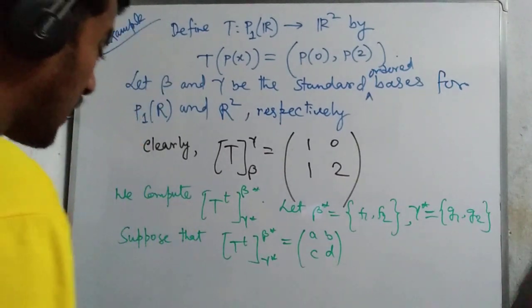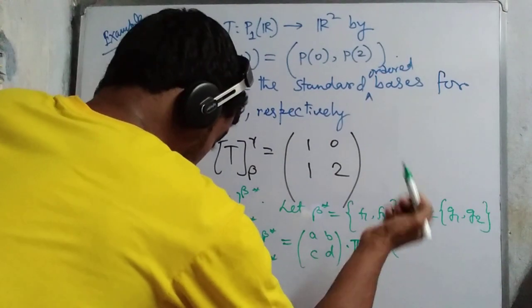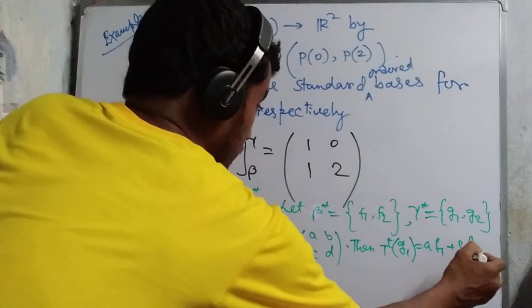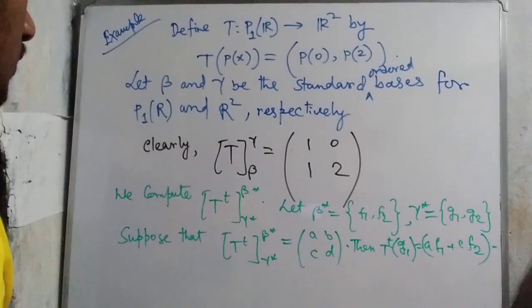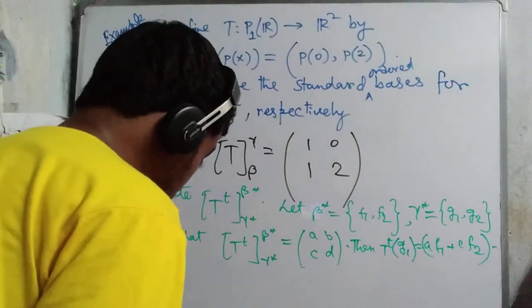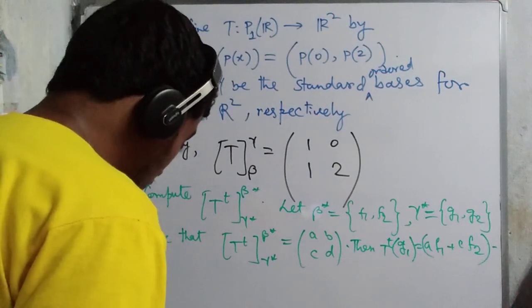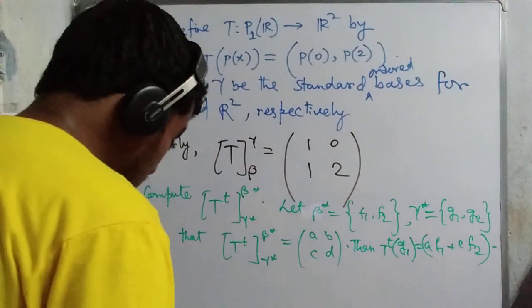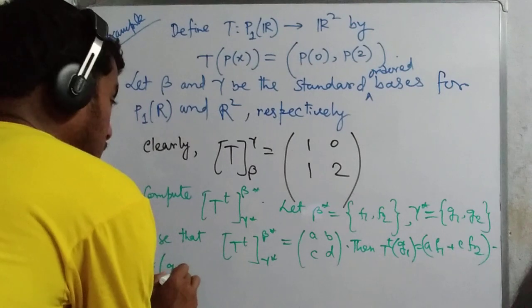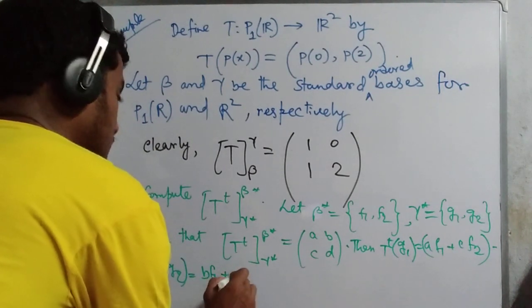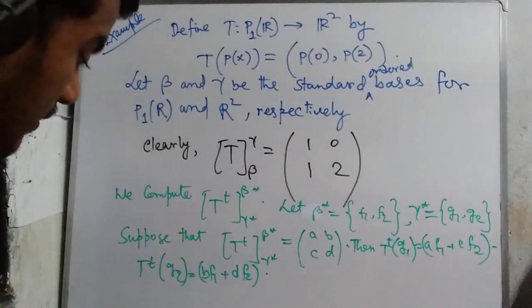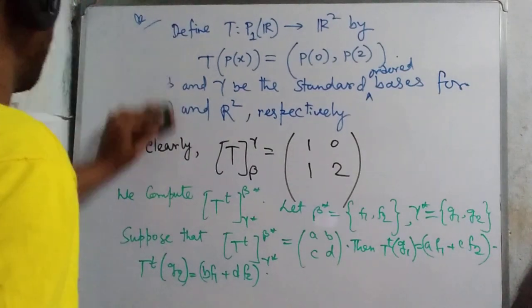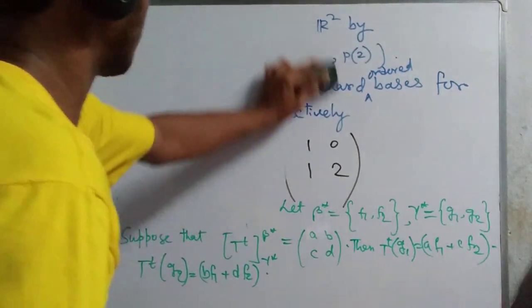Then we write that T transpose of g1 equal to A f1 plus C f2, okay, and T transpose of g2 equal to B f1 plus D f2. Now we are going to discuss it. We erase that portion and go on to the discussion.